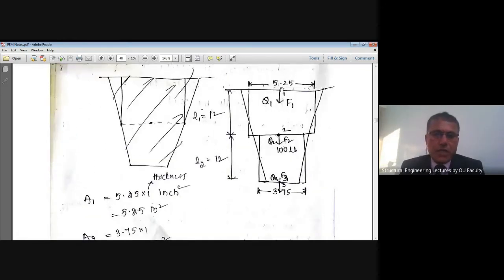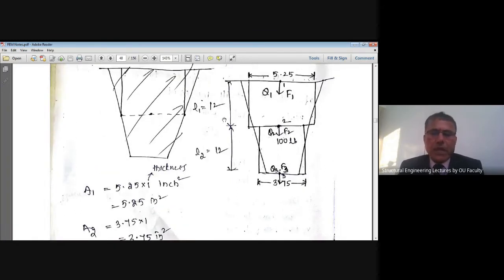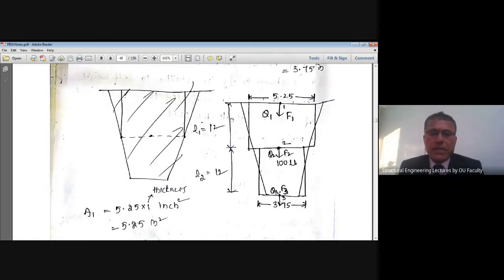Hence, the degrees of freedom at these nodes are noted as Q1 at node 1, Q2 and Q3 at nodes 2 and 3 respectively. The global loads acting along the first degree of freedom are shown as F1, and F2 and F3 along the second and third degrees of freedom respectively. The length of the first element is L1 equal to 12 inch, and L2 is equal to 12 inch, student.